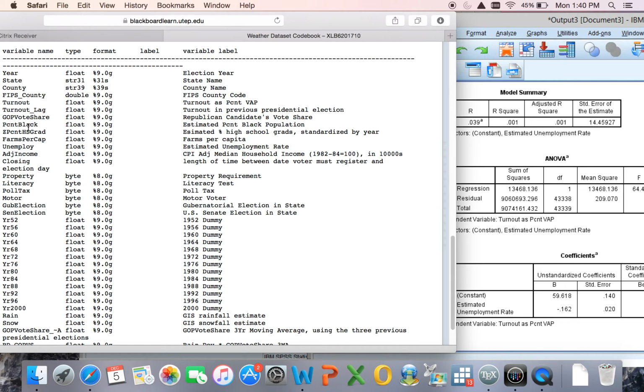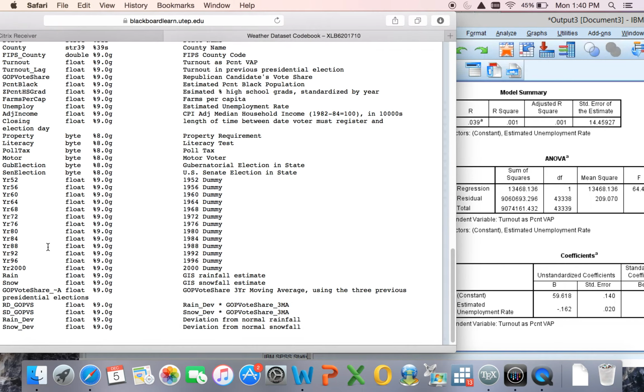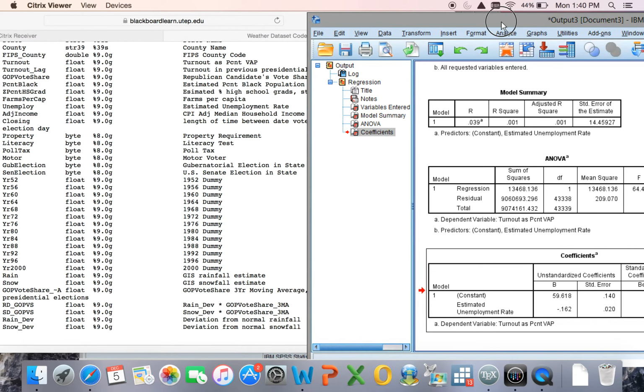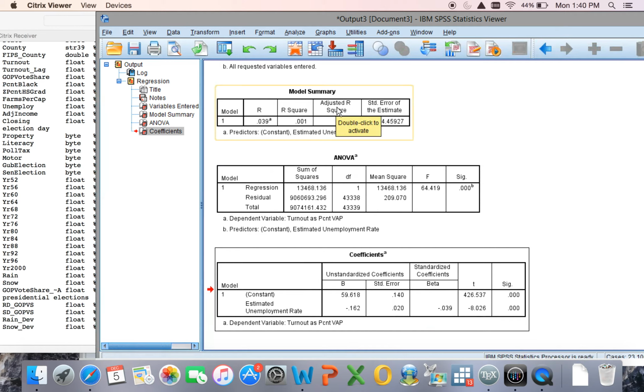Percent black could affect turnout, along with farms per capita and median household income. The dataset was created to estimate the effect of rain and snow on turnout, so we'll add in rain and snow. The thing to pay attention to from our first model is what happens to the adjusted R-squared when we add other independent variables in, and what happens to the coefficients and potentially their significance.